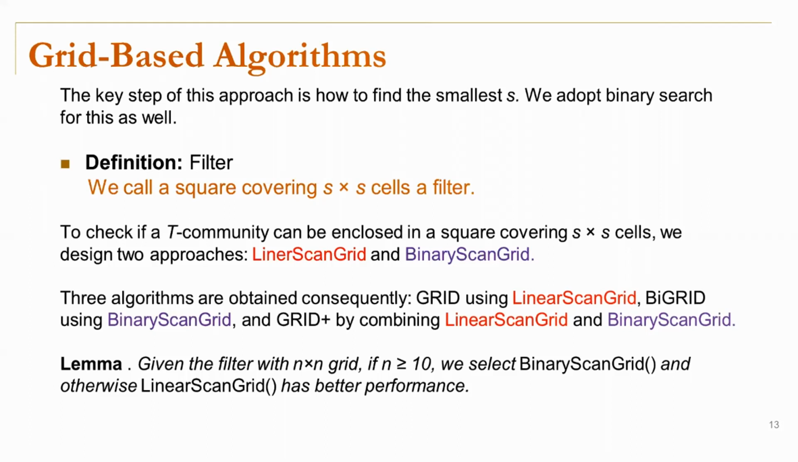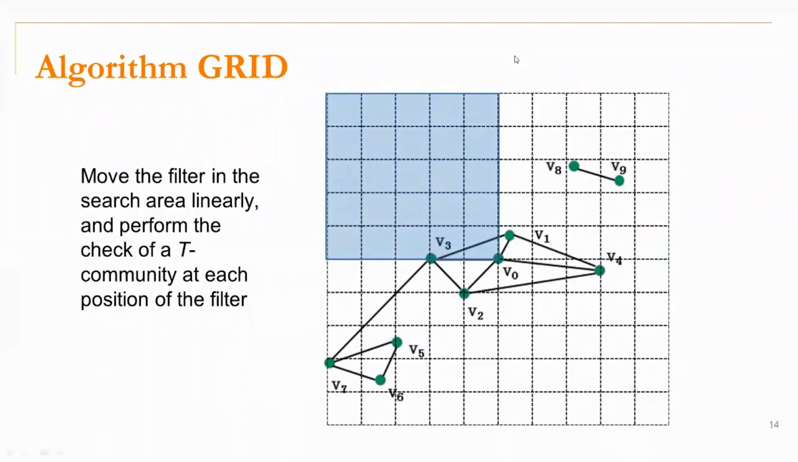The final algorithm is based on the following lemma. Given the filter with n times n grid cells, if n is larger or equal to 10, we use binary scan grid, and otherwise, we adopt linear scan grid because it has better performance. The idea of linear scan grid used in algorithm Grid is very simple. We move the filter in the search area linearly and perform the check of a T community at each position of the filter.